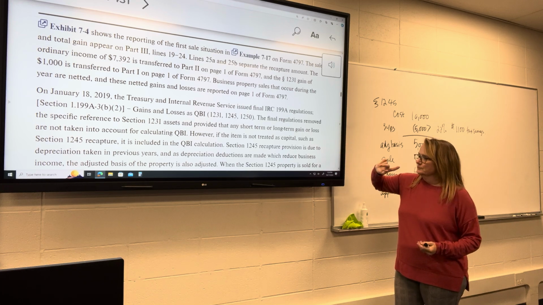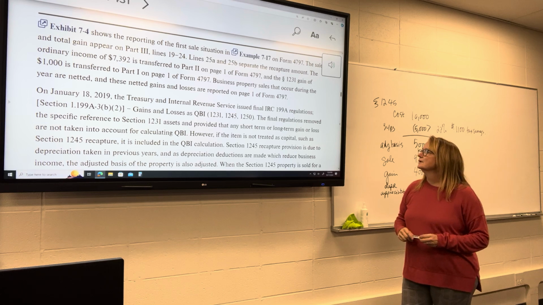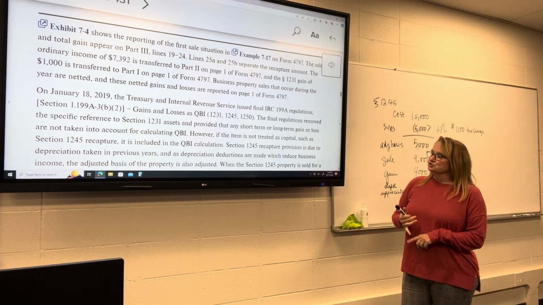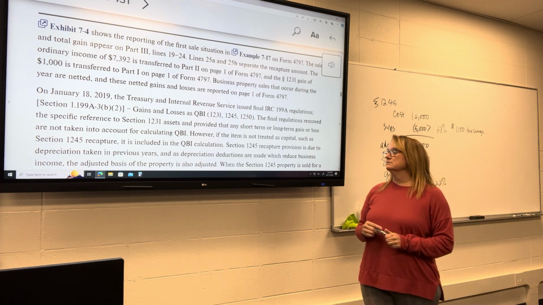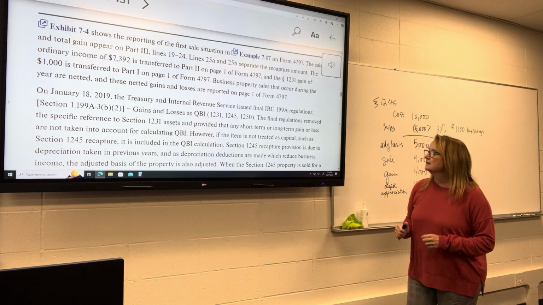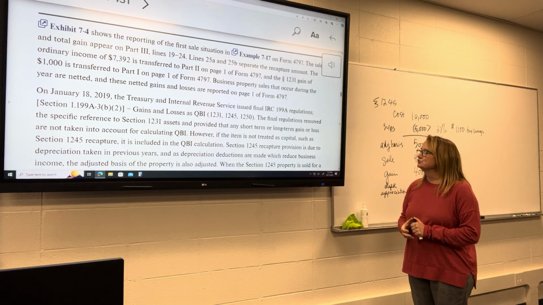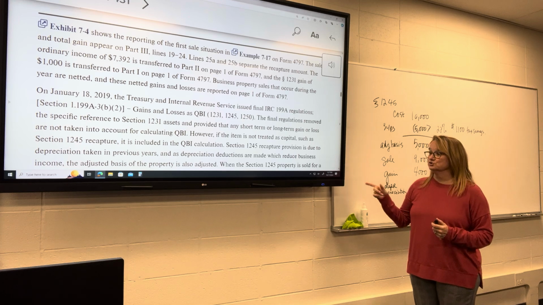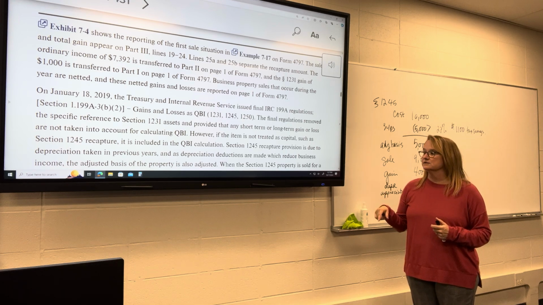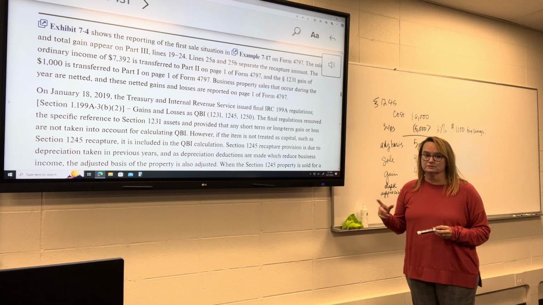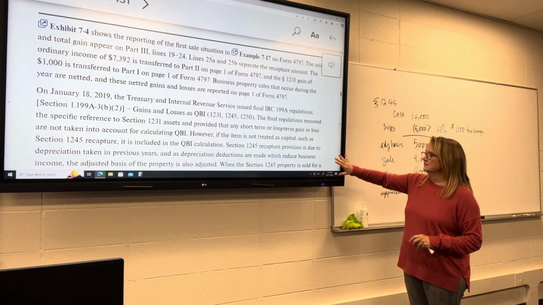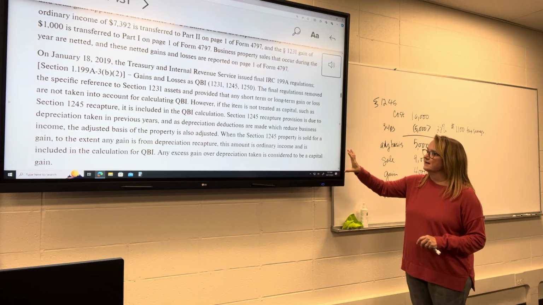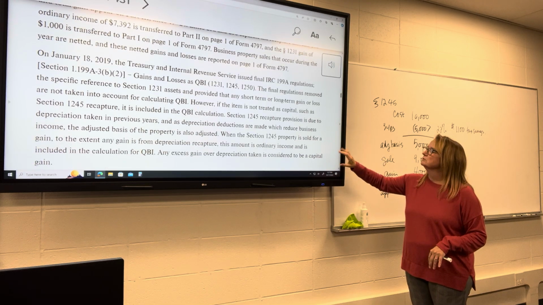So, with regard to QBI, Section 1231 assets, short-term and long-term gain or losses are not taken into account in calculating QBI. If the item is not treated as capital, such as Section 1245 recapture, then it is included in the QBI calculation. So it's added. Again, don't worry too much about that. You don't have any problems that go into that. I'm pretty sure you don't.